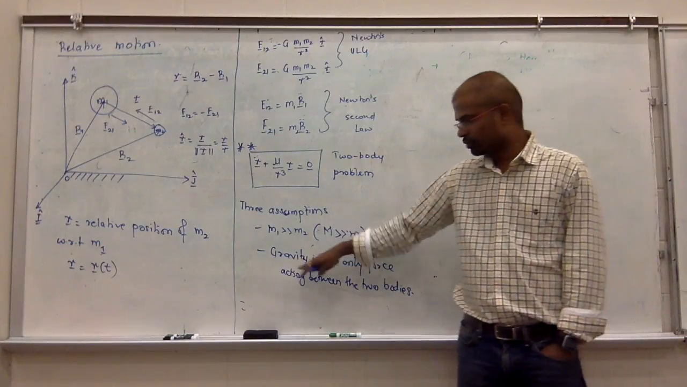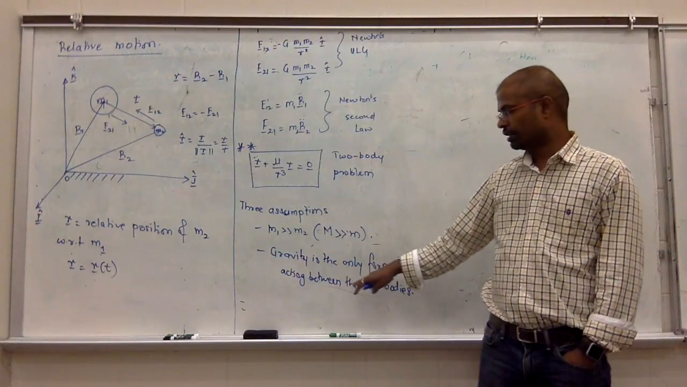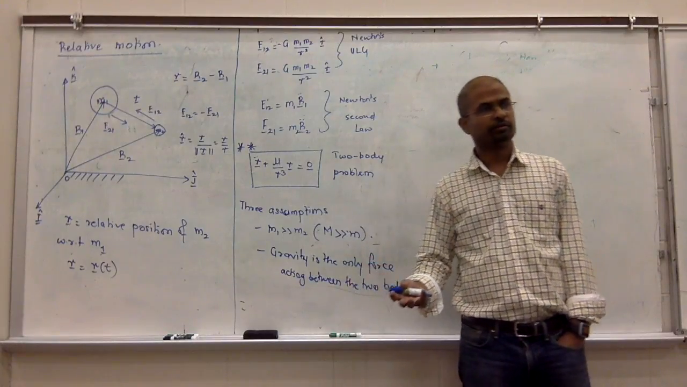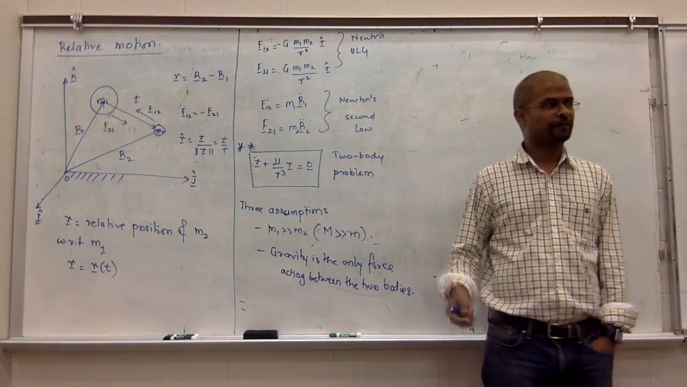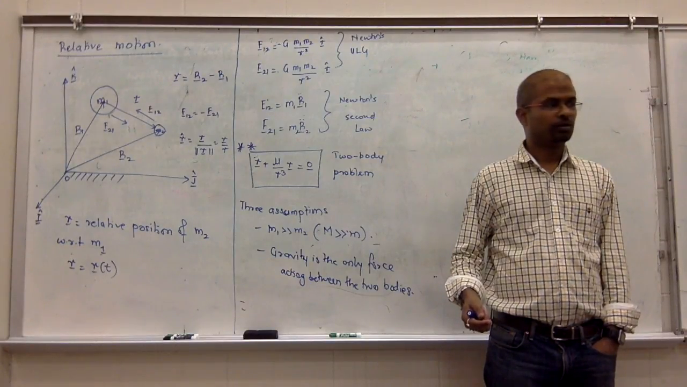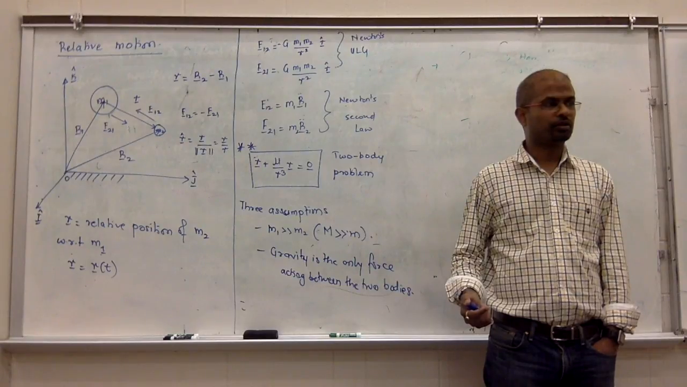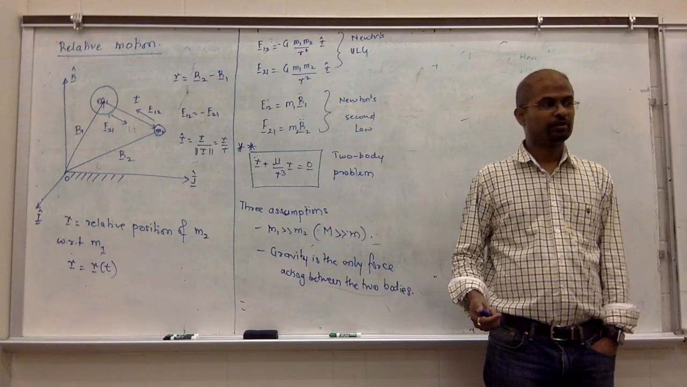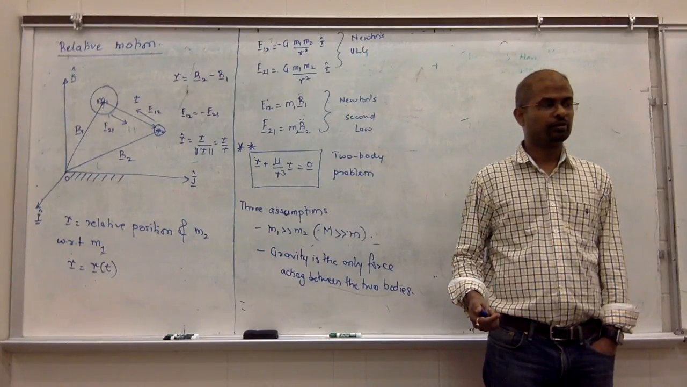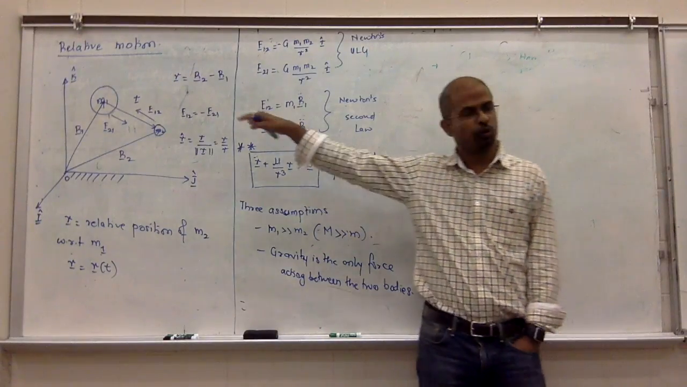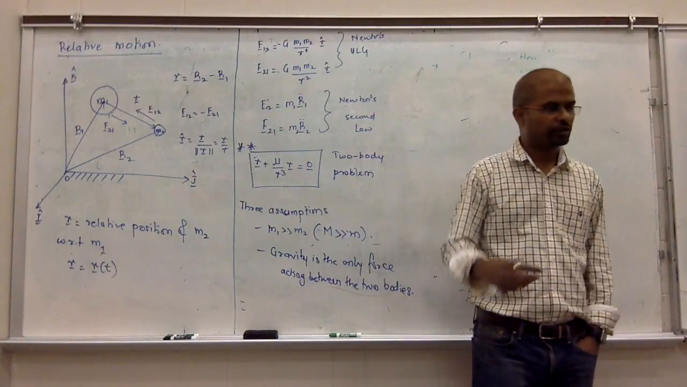What does this mean to you guys? Gravity is the only force acting between these two bodies. Are there any other forces acting? External forces. Is inertia external or internal? Inertia is not external. Say other bodies passing by would be external forces. So that is the scope of our study, only two bodies.